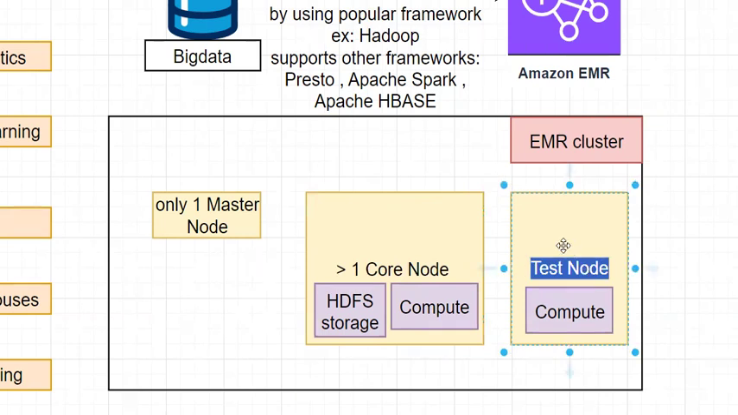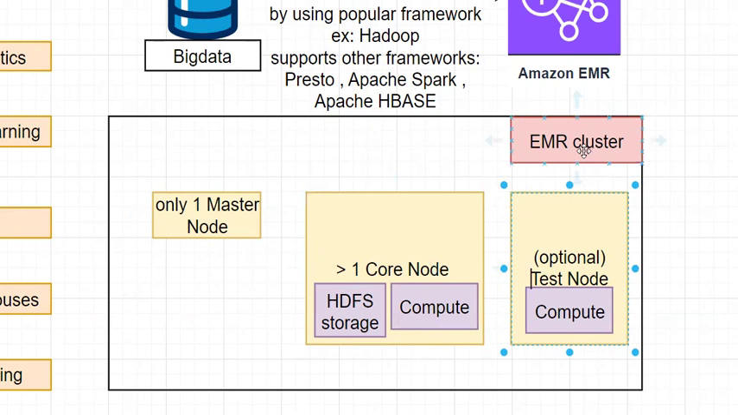Whereas coming to the task nodes, these task nodes are actually optional. If you don't create them, nothing will happen. But the master nodes and core nodes are mandatory. You need to create them, because in the core nodes your data will be stored and processed, and the master node will distribute the query or storage among core nodes, even if it is a single core node or multiple core nodes.